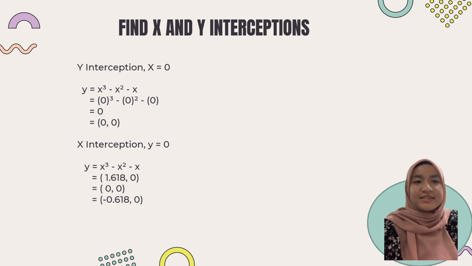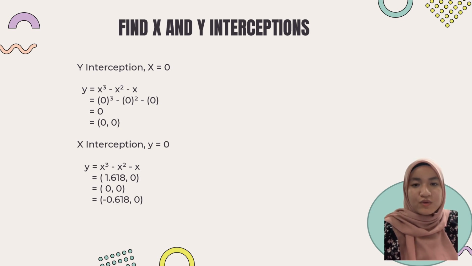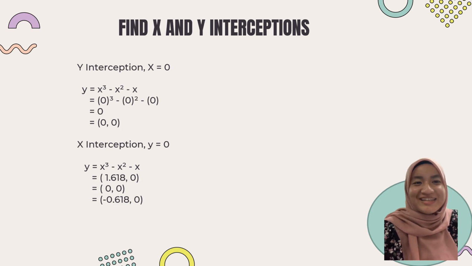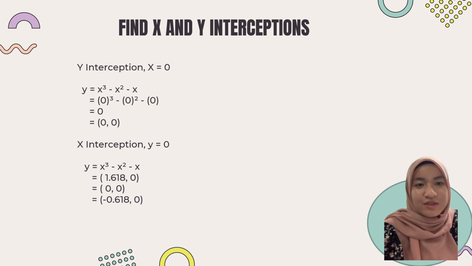So for the x intersection, y equals 0, you have to use a calculator. You can use EQN to factorize the y. So you will get y equals x power of 3 minus x power of 2 minus x. So you will get 1.3180. The second one is 0, 0. And lastly, you will get negative 0.6180.